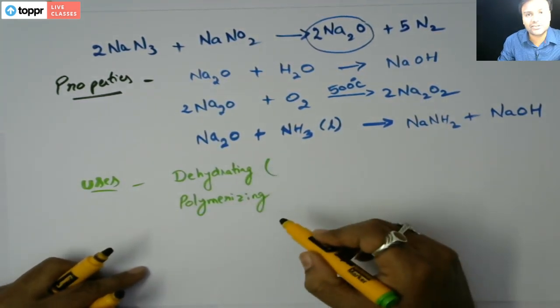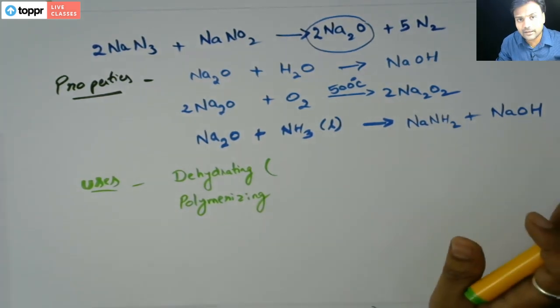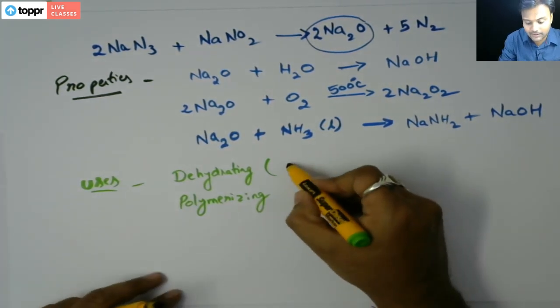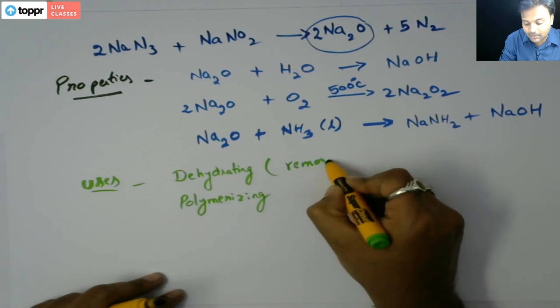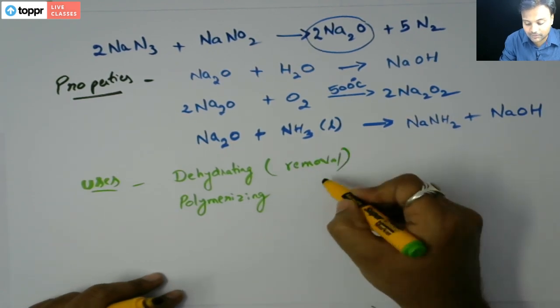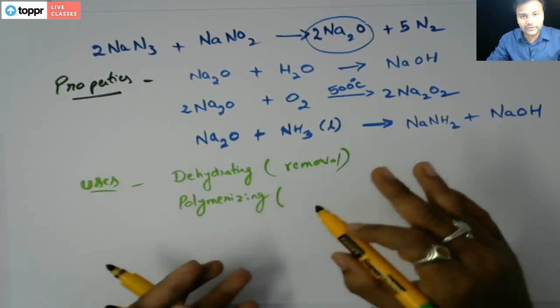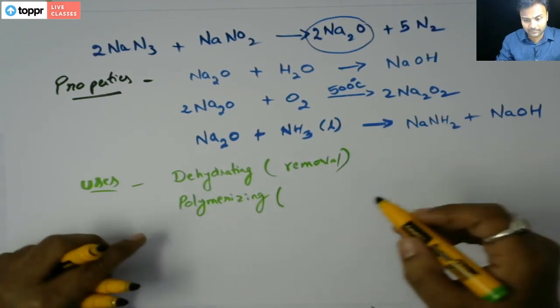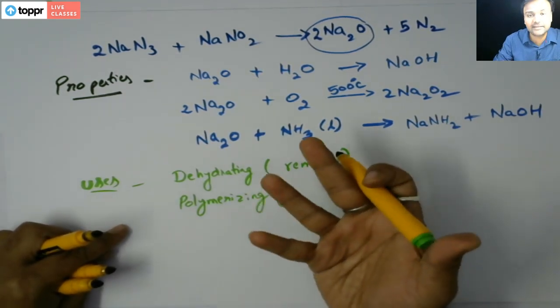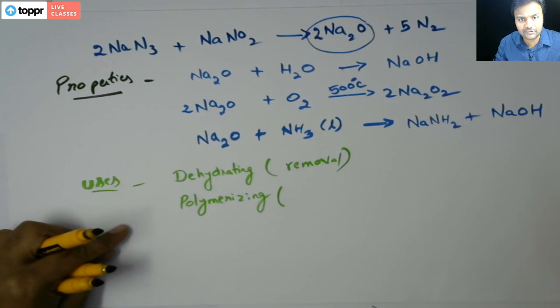What is a dehydrating agent? An agent that eliminates water from a molecule, that is, removal or elimination of water. Whereas polymerization includes polymer formation, which helps in forming a polymer chain.